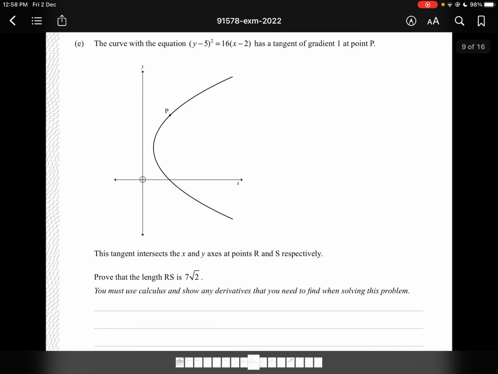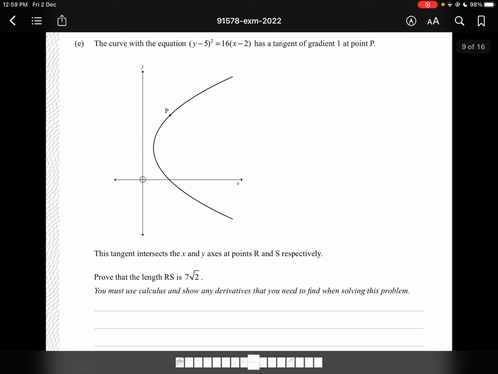The curve of the equation y minus 5 whole squared equals 16 times x minus 2 has a tangent of gradient 1 at point P. The tangent intersects the x and y axes at points R and S respectively. Prove that the length RS is 7 root 2.